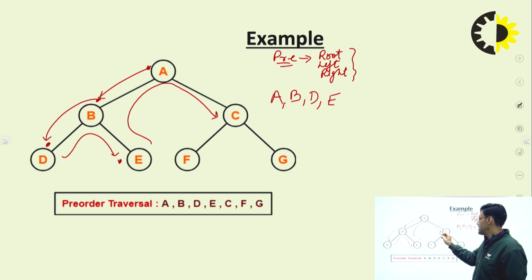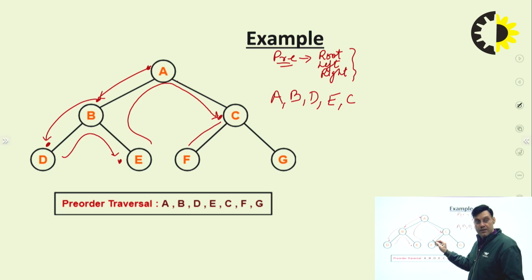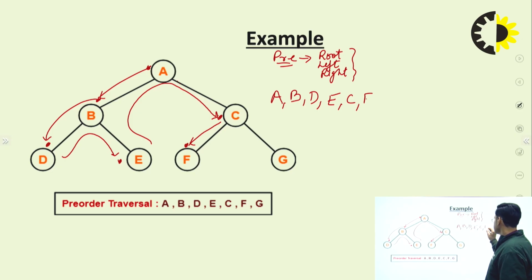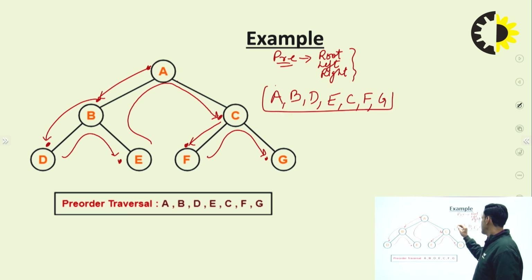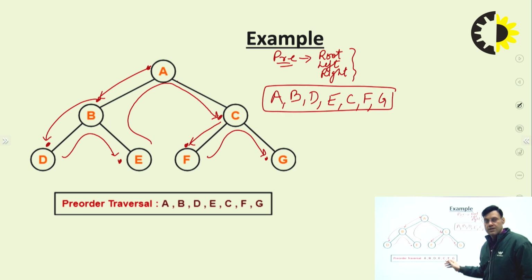When we reach the right subtree, we see that C is a root node. Then we will print C. Proceed towards the left, priority is given to the left. There is no left or right child here, so we will print F. Then we will proceed towards G. The last element is G. This is the pre-order walk of this particular tree.